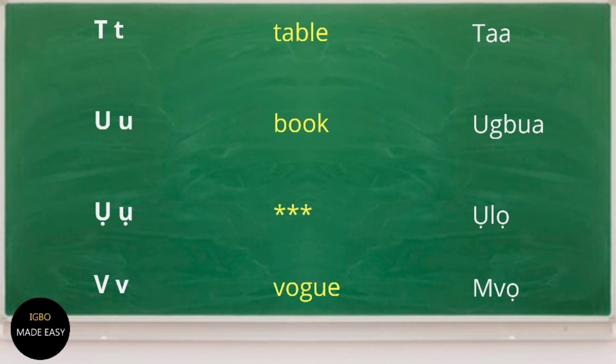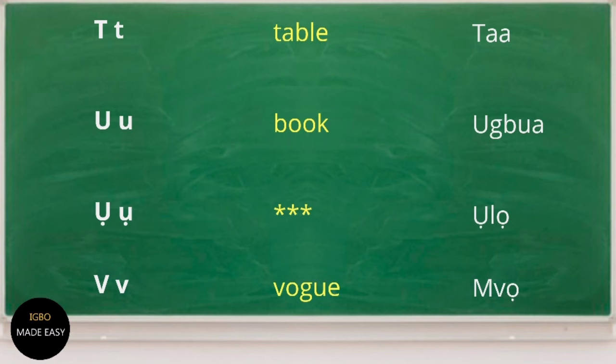The next one is V. V is the regular V sound in English, like when you have Vogue, or Volvo, or Velvet. That is the regular V. The regular sound of V in English is the sound of V in Igbo. So here we have, for example, Mvo. Mvo is comb, and it can also mean nail, like a fingernail. Mvo, comb. Mvo, fingernail.